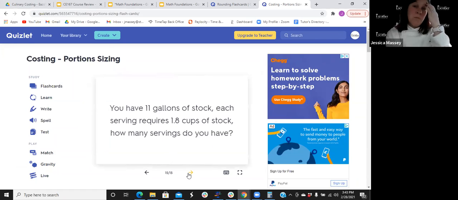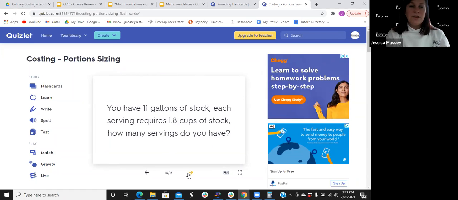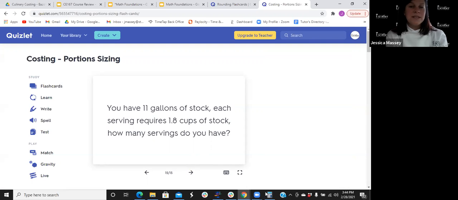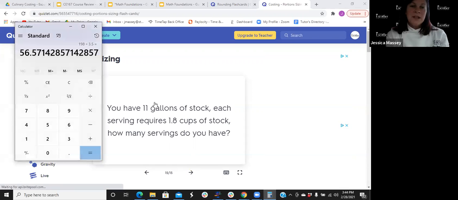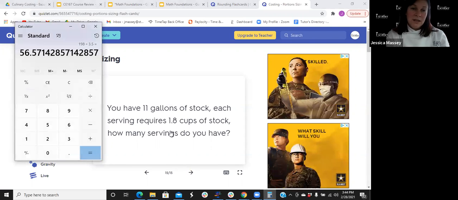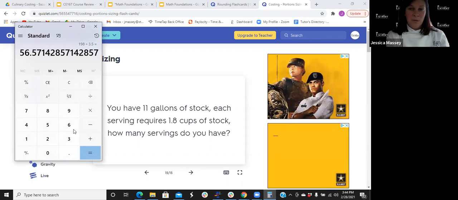Let's try one more real quick. You have 11 gallons of stock. Each serving requires 1.8 cups of stock. How many servings do you have? Again, we have 11 gallons, so this is a little different, but same kind of concept. You want to get this gallons into cups first. That is step number 1.